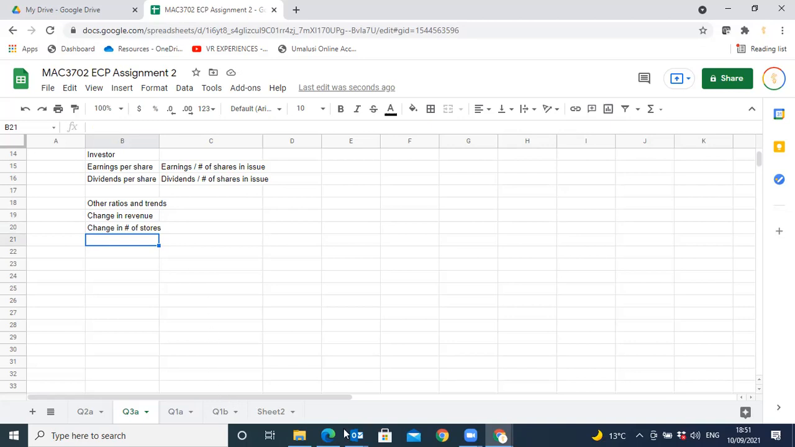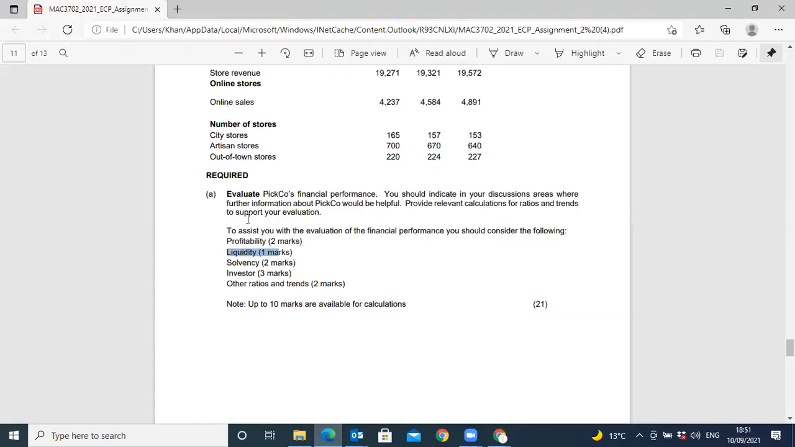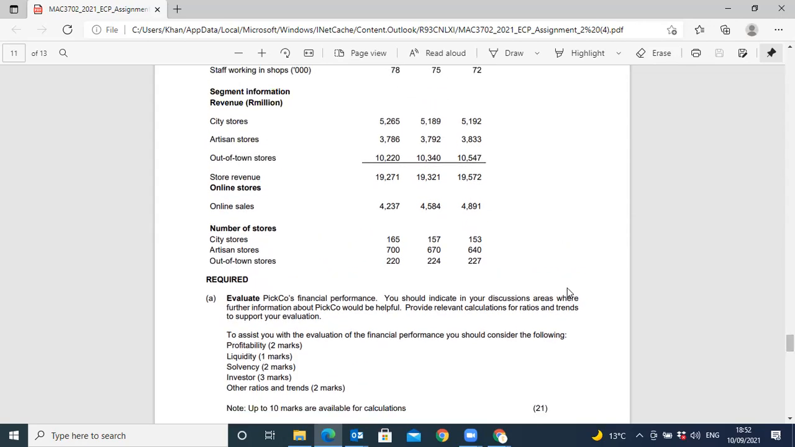There's so much you can actually do with other ratios, because here they're giving you the number of stores. So you can see what percentage of each category makes up the stores, right? So this is the total number for 1 year, 165, 700, 220, then you can see the percentage mix. That is one thing you can do. You can also have a look at each segment of revenue as a percentage of total revenue.